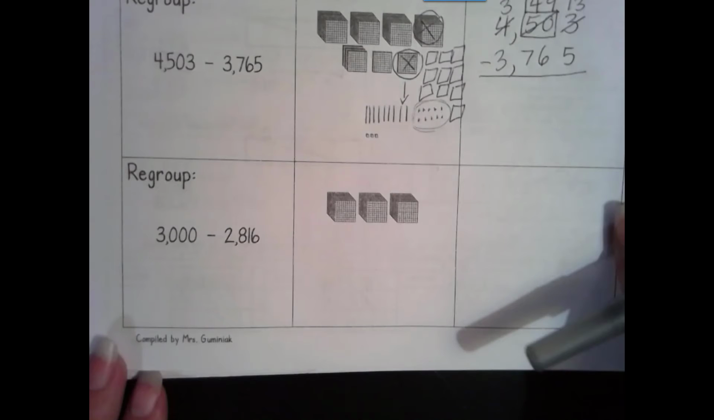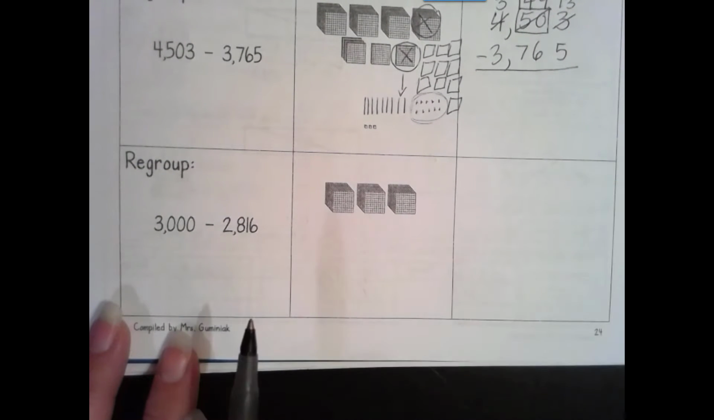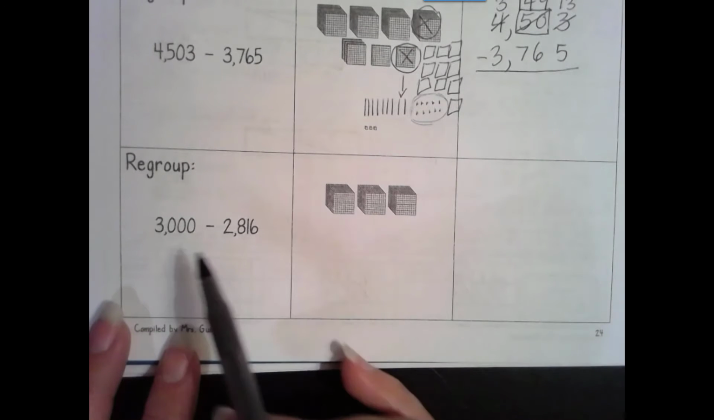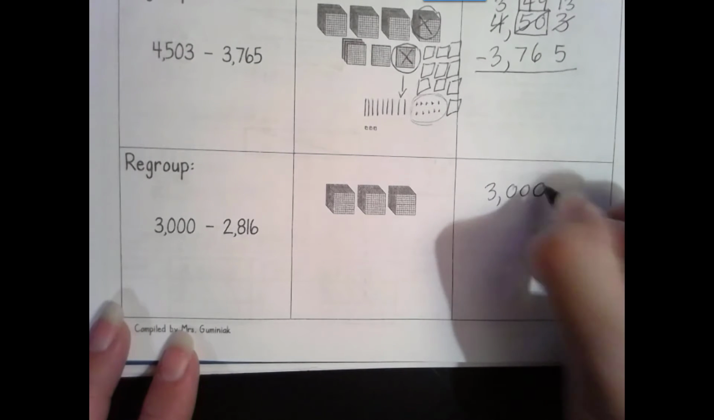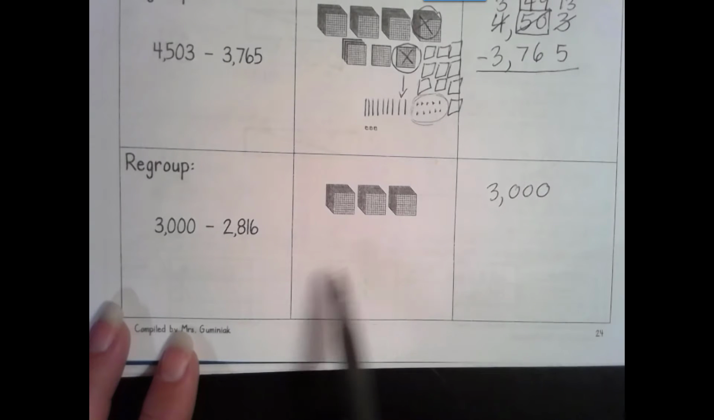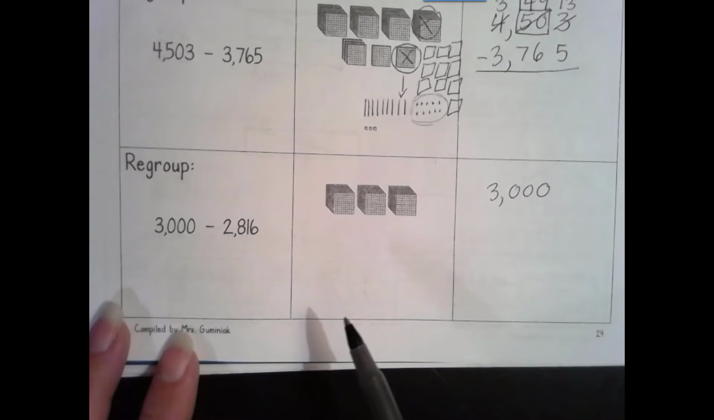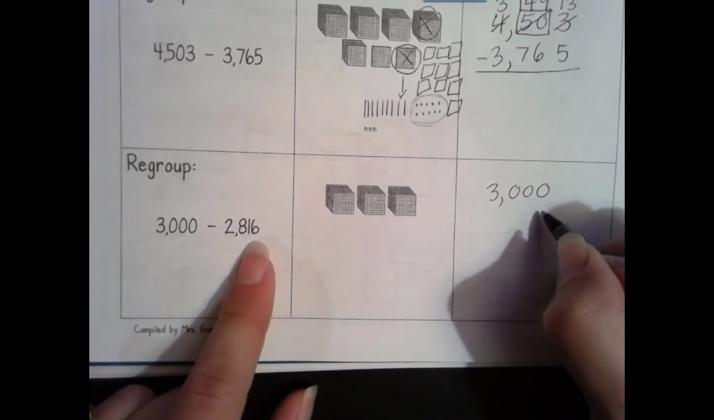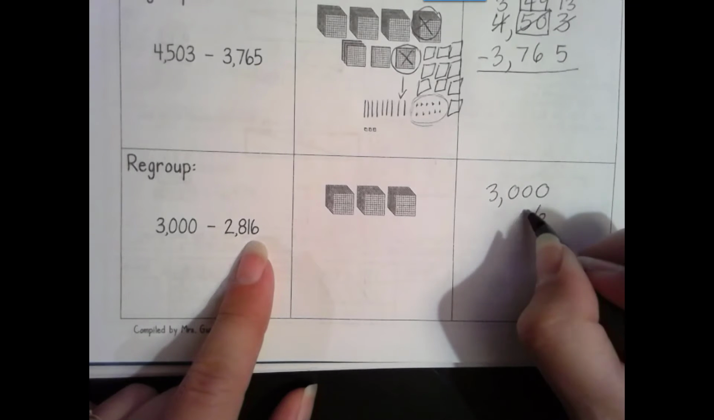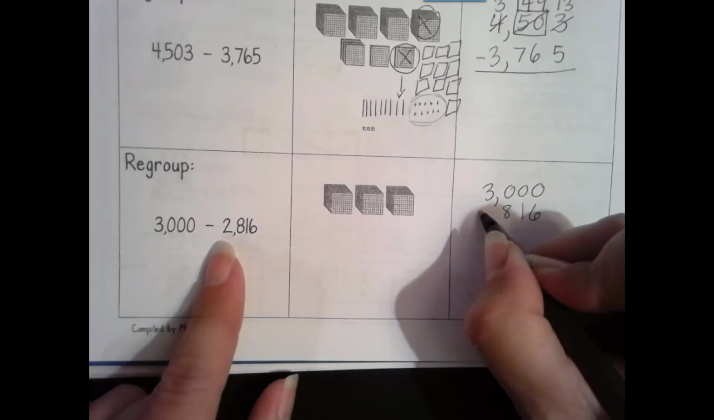Okay, last one, practicing this regrouping. Here I have 3,000. That's it. That's my minuend. 3,000. There are no hundreds, tens, ones separated out. They're all contained in these thousands. So I have my minuend. I need to put my subtrahend, and I need to line up from the ones. Tens, hundreds, thousands.